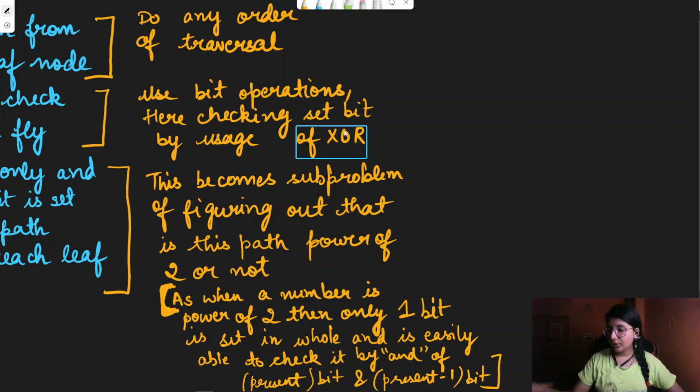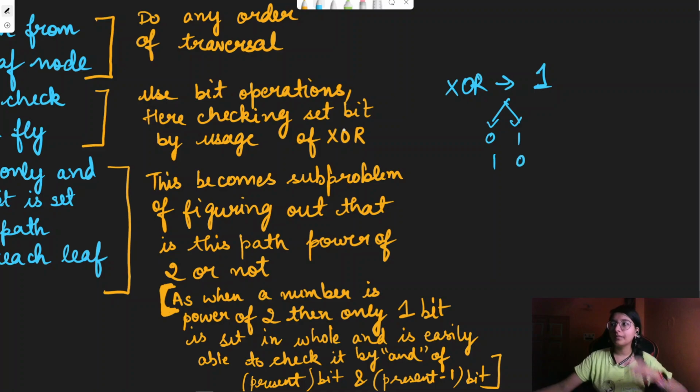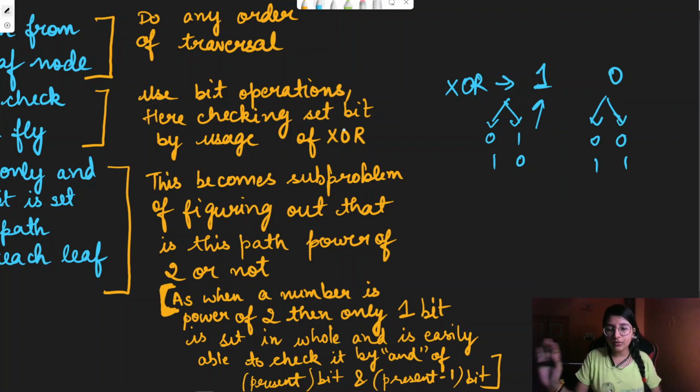So we know about this XOR property, that XOR returns 1 only when one of the bits is 0 and the other is 1. Then our answer would be 1, right? And it returns 0 when both of the bits are the same, means either both are 0 or both are 1. So we will be using this property only, and this property will help us to determine whether we are having odd occurrences or even occurrences of that particular bit. So that's why we are checking that bit is set by XOR operation.